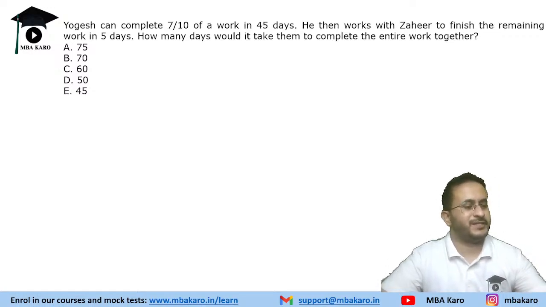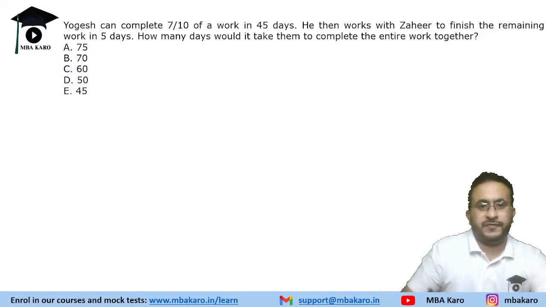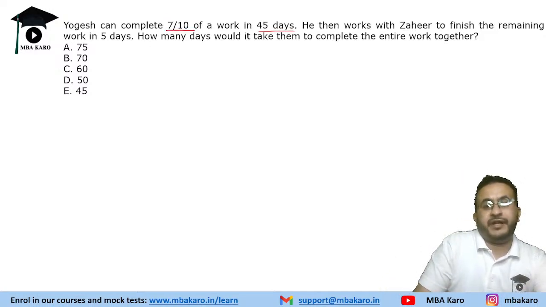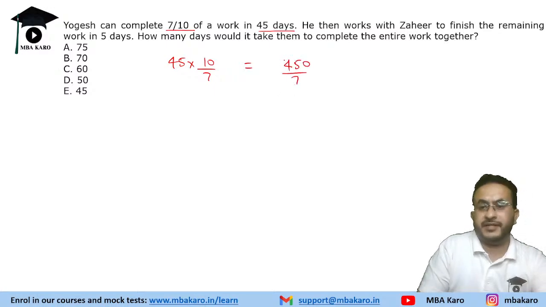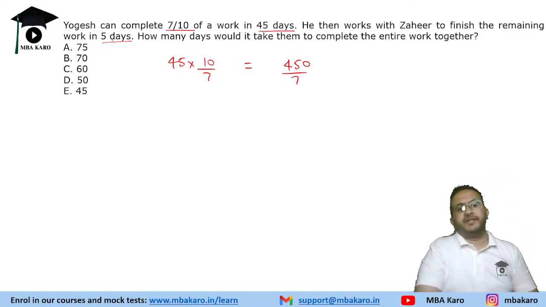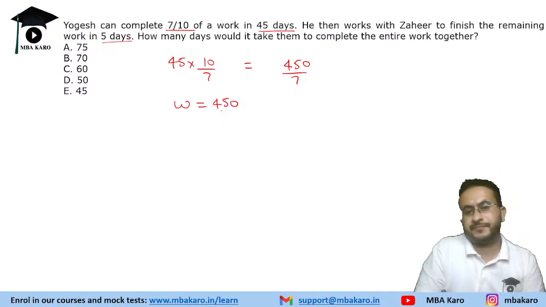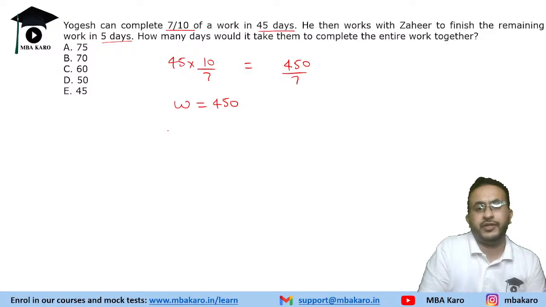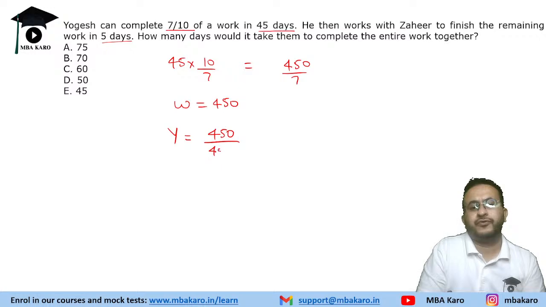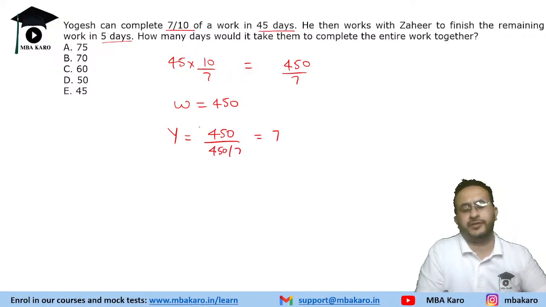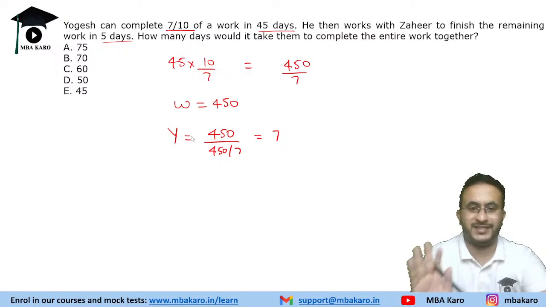So what do you get as the answer? If this person is doing 7 by 10 in 45 days, how much time will it take? 45 into 10 by 7. So he will take 450 by 7 days, right? And the remaining is done in like 5 days, right? So let us say work is equal to 450 units. So what will be the efficiency of Yogesh? 450 divided by 450 by 7. You can directly do it, no need to write like this. This will come to 7 units.